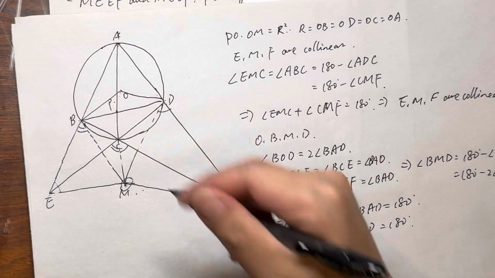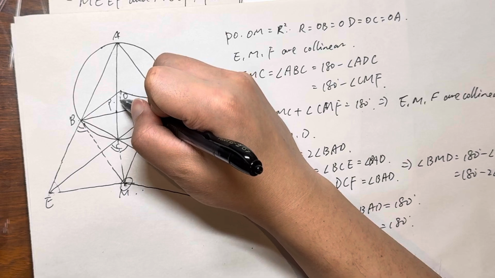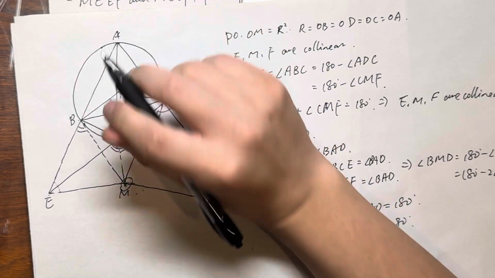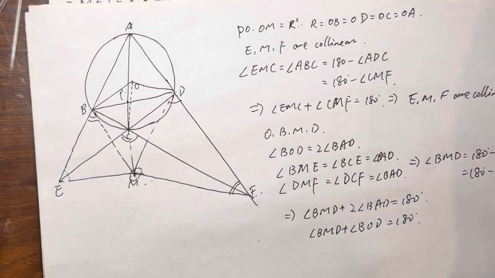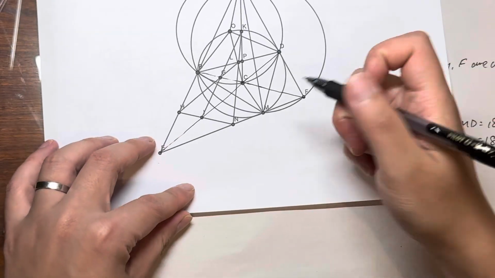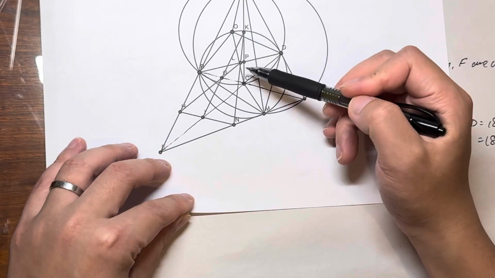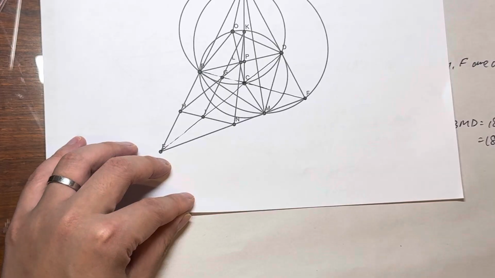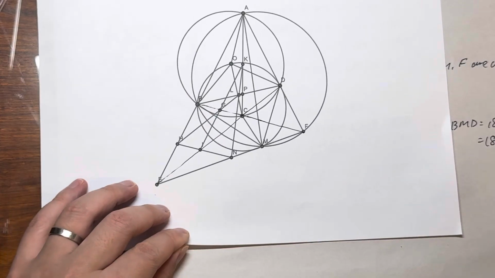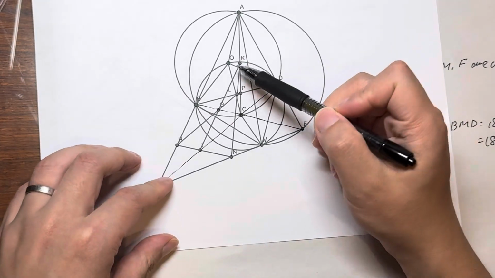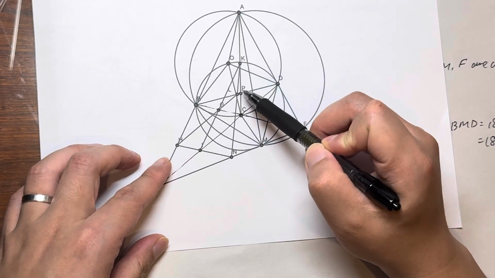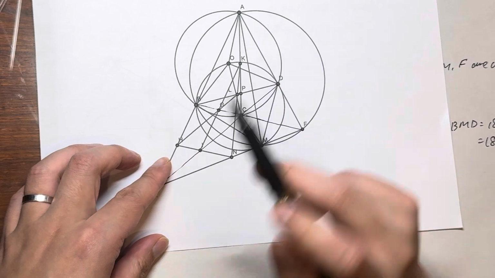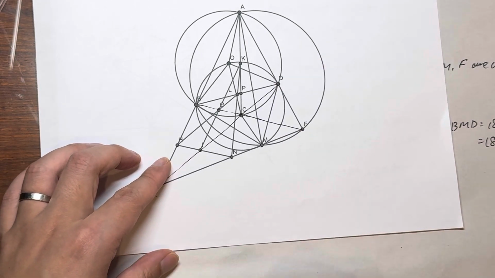Now let's prove another thing. Again, this figure is very difficult to look at because it's not an accurate figure. Let's look at this one. Now I want to prove that OCMA are cyclic. We just proved OBMD are cyclic, and now I want to prove OCMA are cyclic, right?